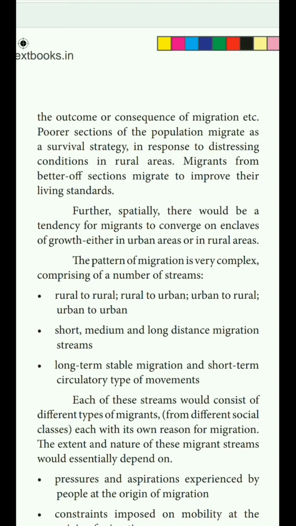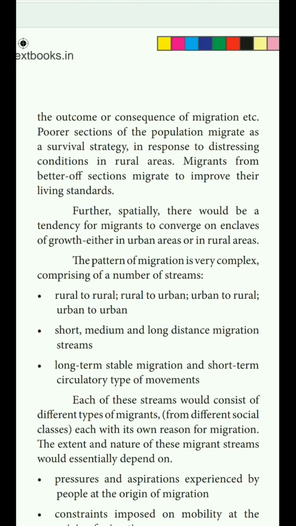Next, short-term migration, medium-term migration, long-distance migration also there. There are three streams of migration. What are the three streams of migration? Short, medium and long-distance migration streams are there. A long-term stable migration and short-term circulatory type of movement.